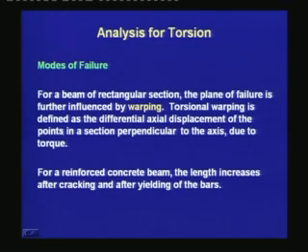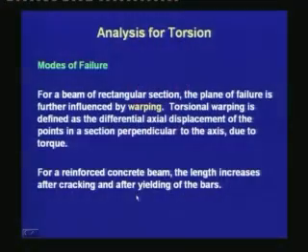Torsional warping is defined as the differential axial displacement of the points in a section perpendicular to the axis due to torque. That means when a pure torque is applied, the points in a particular section do not remain as a vertical section. The points have an axial displacement, and that is called warping in the section. Now, this is the behavior we have observed for a homogeneous material which is brittle in nature.